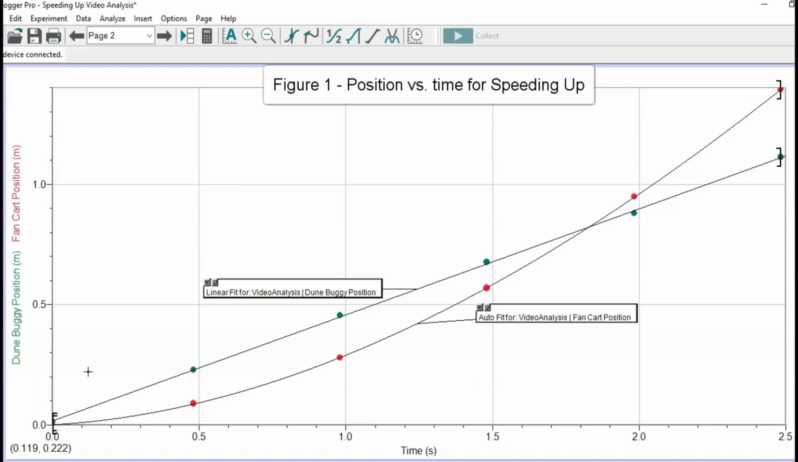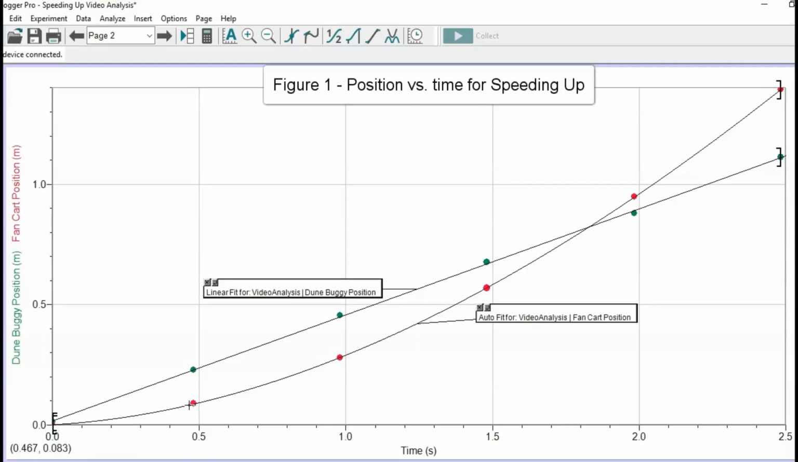Here is the position time graph for the dune buggy and the fan cart that we saw in the first podcast. This is the first segment when the fan cart was speeding up. The dune buggy is in green dots and the fan cart is in red dots. Notice the dune buggy has a straight line as a position time graph, which we know from our previous unit on constant velocity. However, the fan cart's position time graph is not a straight line, it's a curve.